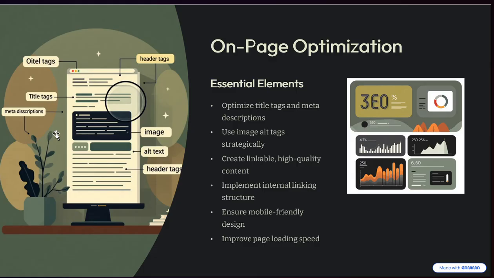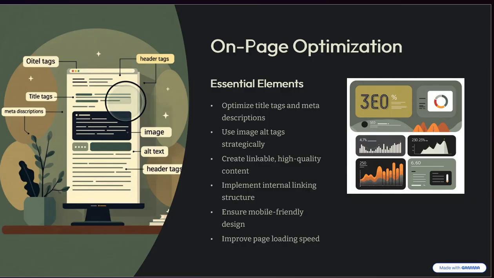We should always use internal links to connect related content across your site. We have to make sure that our site is mobile friendly, because according to past data, over 60% of searches happen on mobile devices. Finally, we can improve our page loading speed by compressing the large images and by using Google PageSpeed Insights. All this can help to optimize our on-page SEO for better search results.